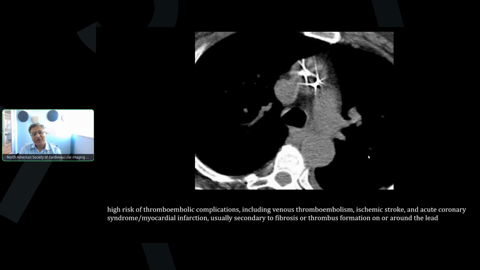So I just thought I will bring up this companion case just to show where the ICD leads are placed on the arterial side of the system. We can see both the leads in the ascending aorta. So in this case, the leads were in the aorta.